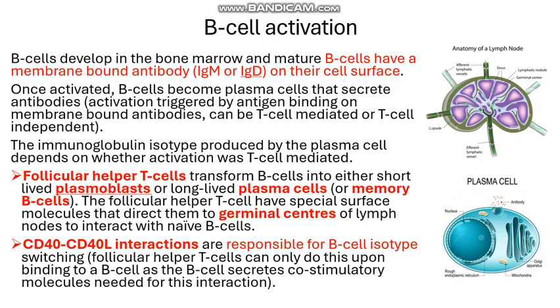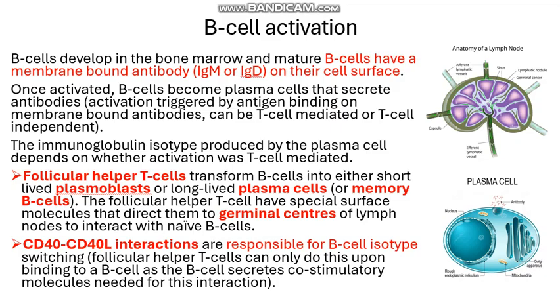Once activated, so once these B cells come into contact with an antigen that their immunoglobulin variable region recognizes at the antigen binding site, the B cells become plasma cells, shown at the bottom right here. And these plasma cells secrete antibodies. Activation is triggered by antigen binding on membrane-bound antibodies on these mature B cells.